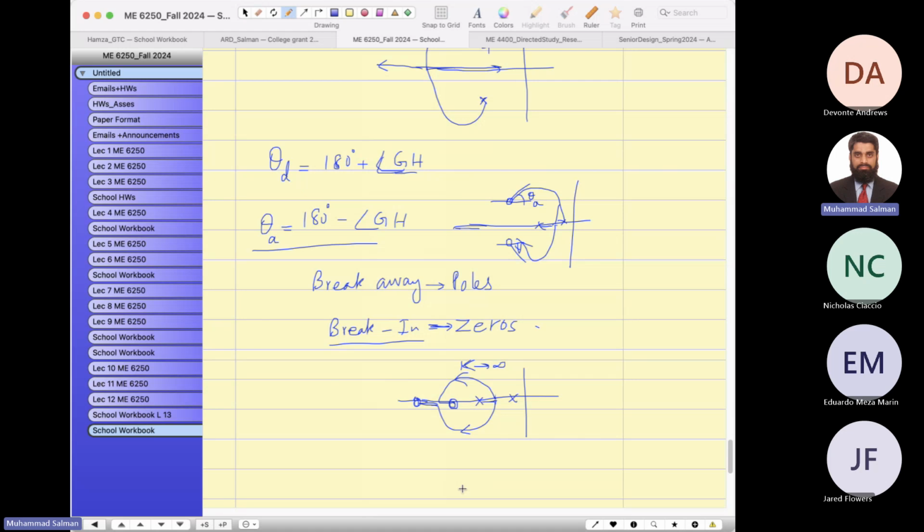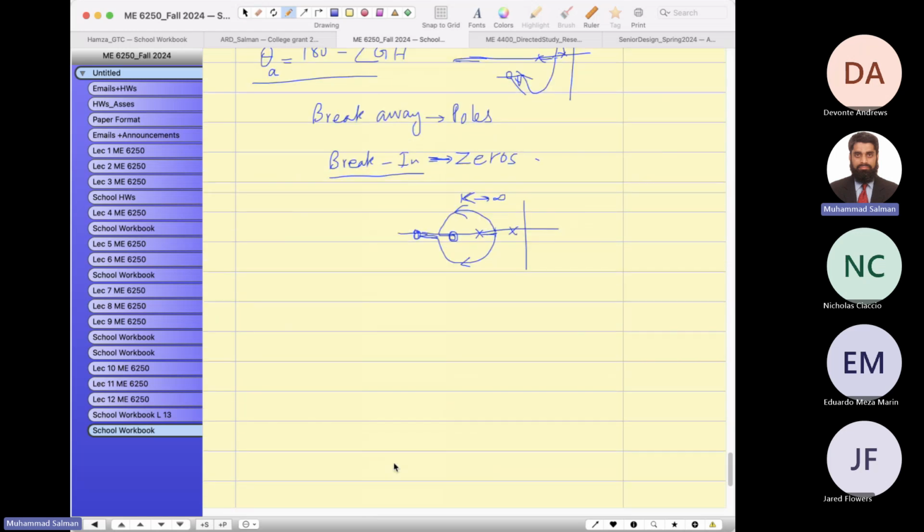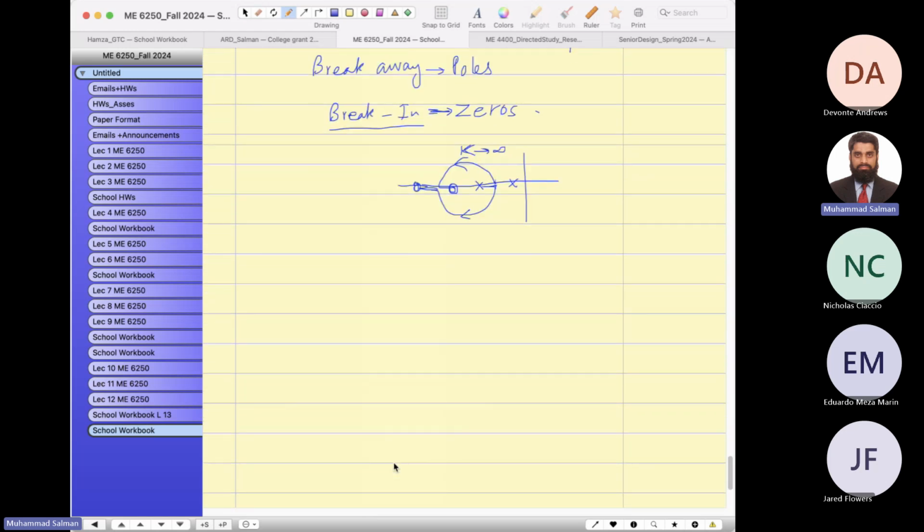So let's do one more example here. Get the root locus of this case. So let me show you this. This is another example. I'll open another homework specifically for root locus.